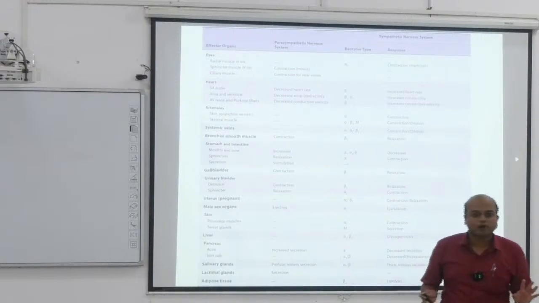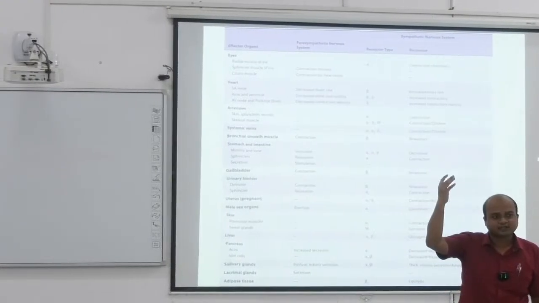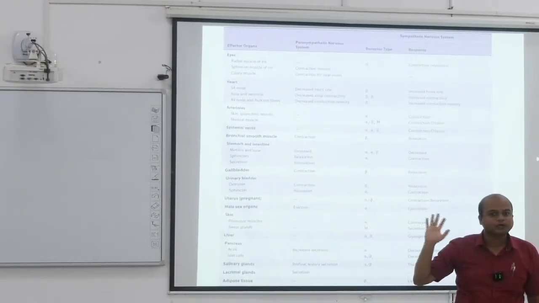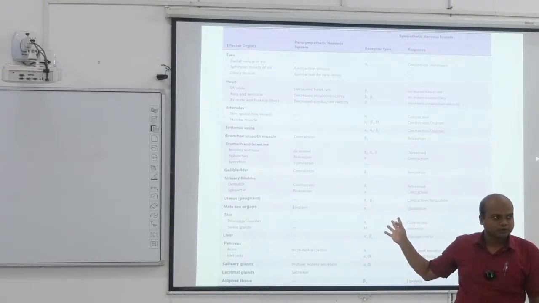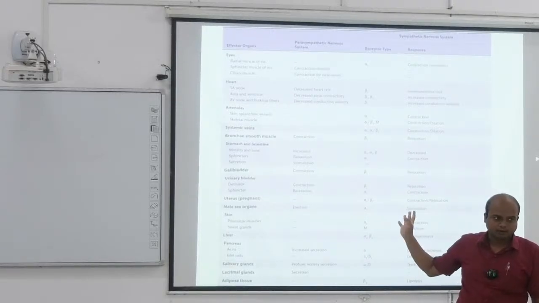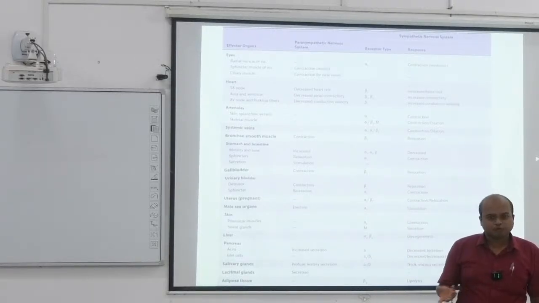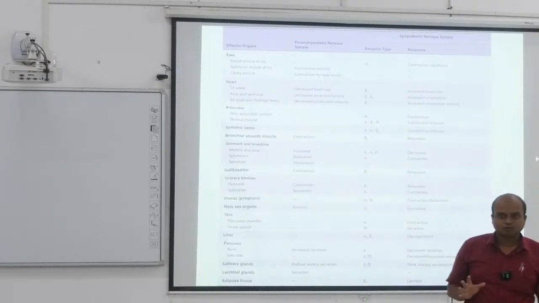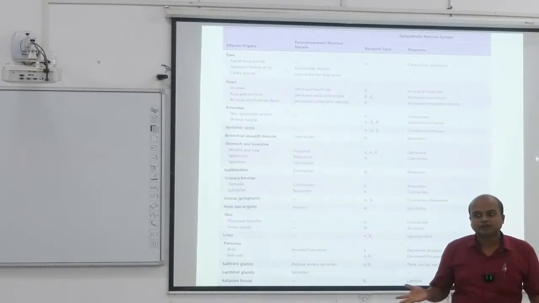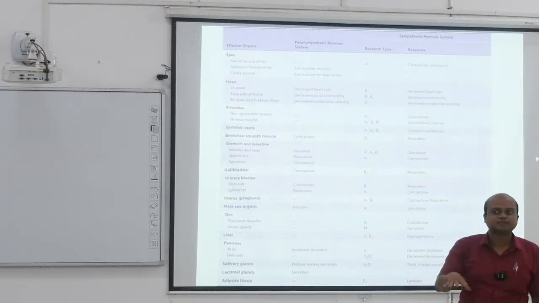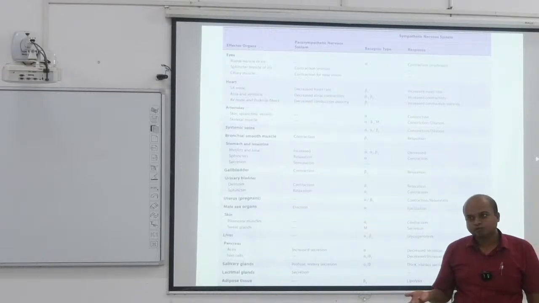Whatever will be required for voiding, parasympathetic will increase secretions in GI tract and release the urine when acting on the bladder. So detrusor will have to contract for voiding. This is common sense. Detrusor will have to contract, sphincters will have to relax. That is under parasympathetic. Neurotransmitter is acetylcholine.